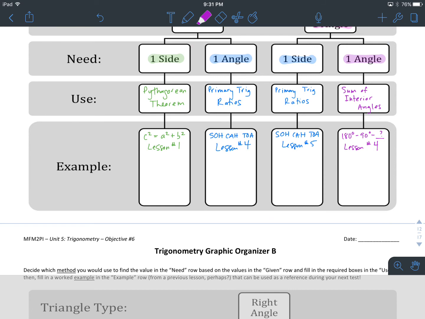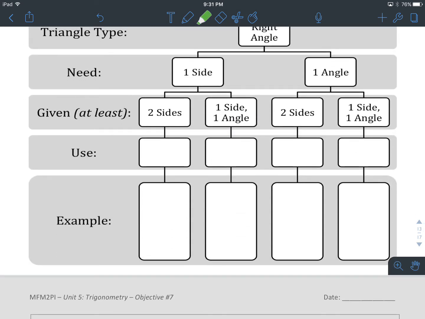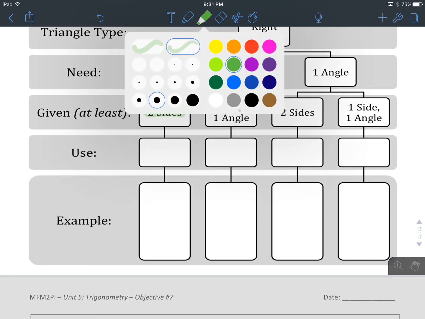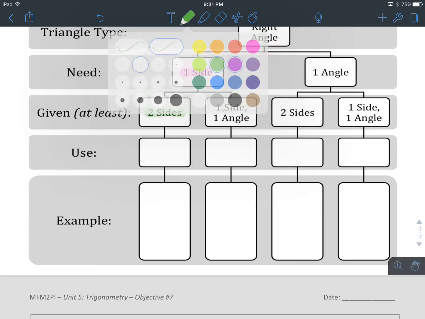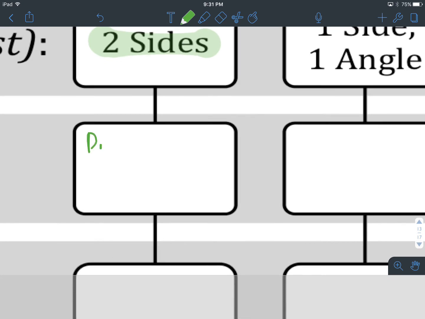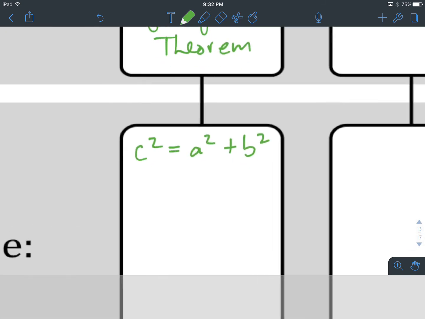So in the first case, if I've been given 2 sides, and what I need to find is that third side, I'm going to use the Pythagorean theorem again. And the Pythagorean theorem, of course, was c squared equals a squared plus b squared. And that was from lesson number 1, I think it was.